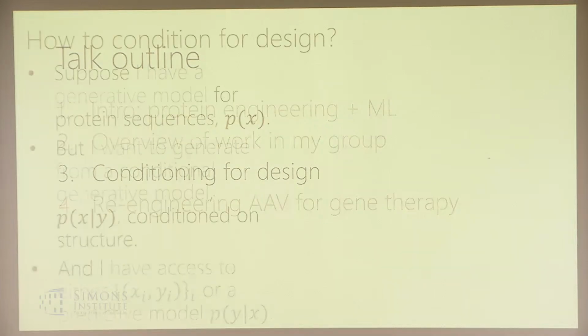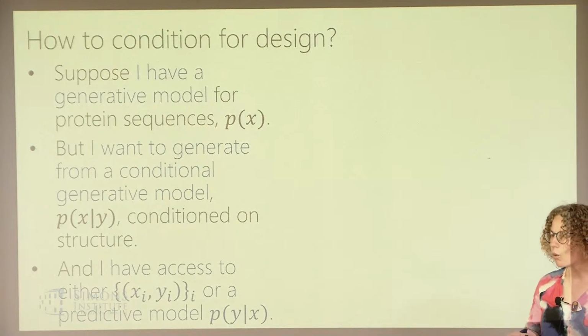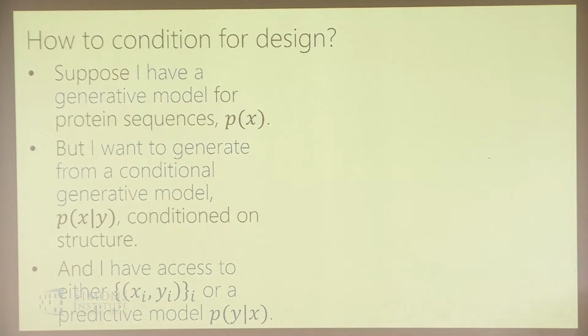So what does conditioning for design mean? I think we've heard this theme all over the place. It's often the case that we have some unconditional generative model, say over sequences or over structures. But usually this is not the thing that helps us in science. At the end of the day, an unconditional generative model is basically never the end goal modeling-wise. If anything, it's a conditional generative model.